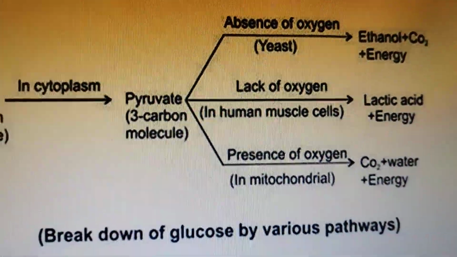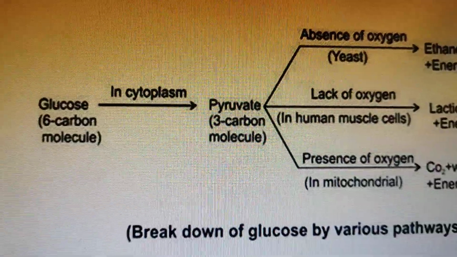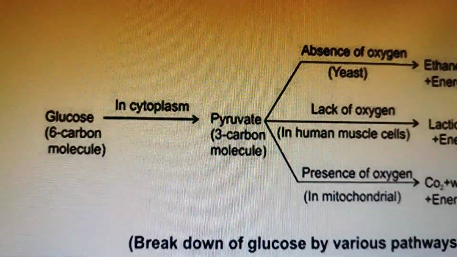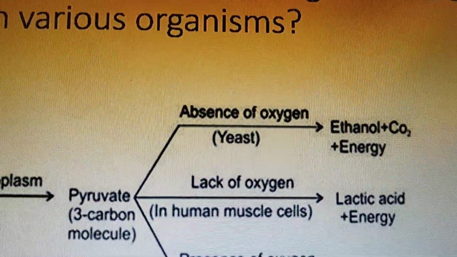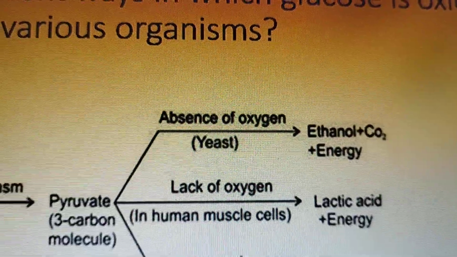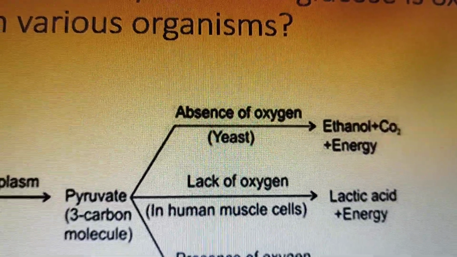But if it is anaerobic respiration, like alcohol fermentation, glucose is converted to pyruvic acid, and then pyruvic acid is converted to ethanol and carbon dioxide, in the absence of oxygen. This is called the fermentation process.